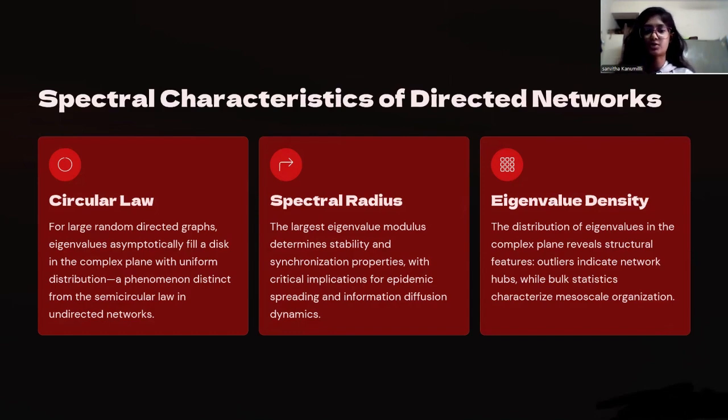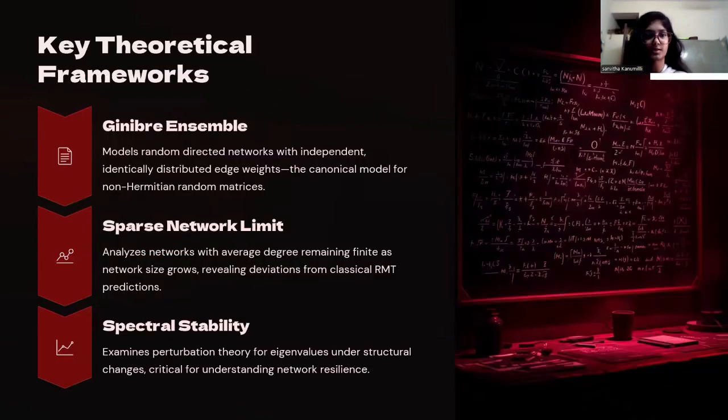The second one is spectral radius. The largest eigenvalue modulus determines stability and synchronization properties, with critical implications for epidemic spreading and information diffusion dynamics, which is called the spectral radius. And the third one is eigenvalue density. The distribution of eigenvalues in the complex plane reveals structural features, where outliers indicate network hubs, while bulk statistics characterize mesoscale organization, which is called eigenvalue density.